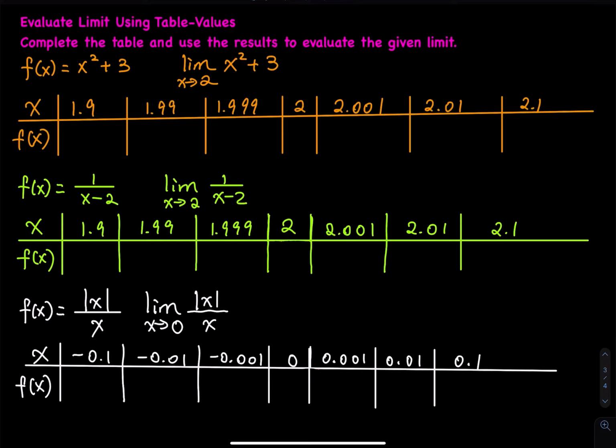Evaluate the limit using table values. Let's do it. The first function is f of x equals x squared plus 3. I am trying to use this table to find out what the limit equals. So I have x equals 2.